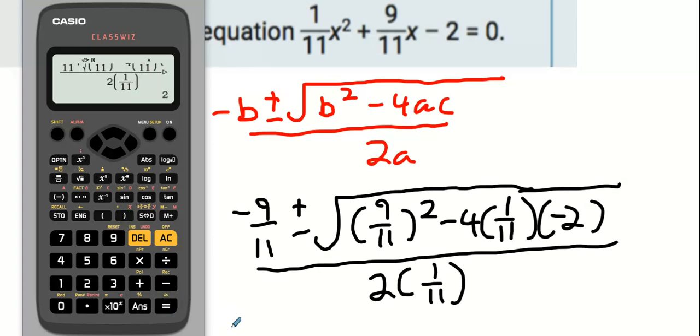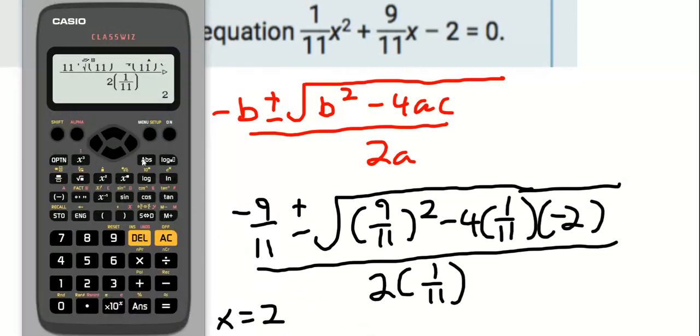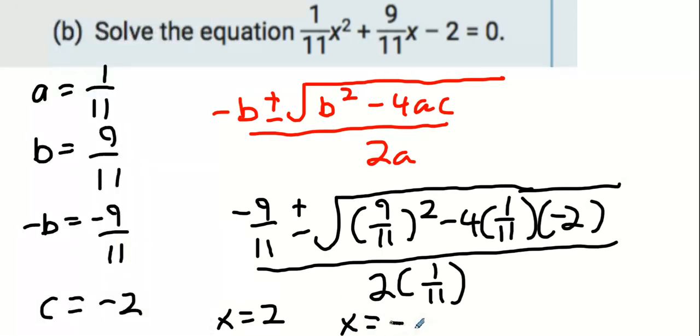I got answer 2. My second answer will be minus 11. Did anybody do that? The other method is this.